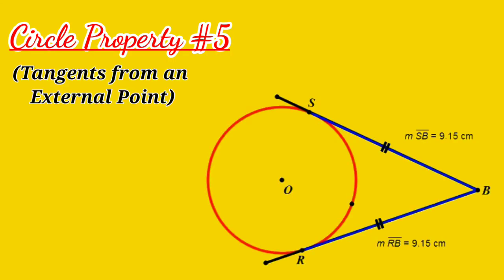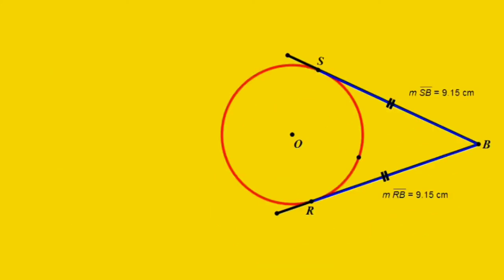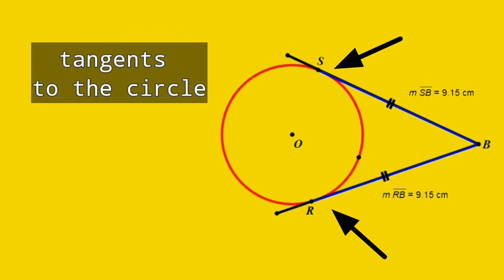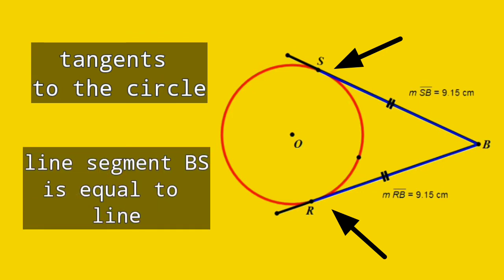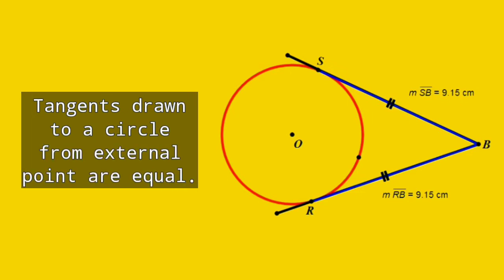Circle property number 5. Tangents drawn to a circle from the external point are equal. In this figure, straight lines BS and BR from point B touch the circle at points S and R respectively. We say that these lines are tangent to the circle. We measure segment BS and segment BR. We get equal length, which is 9.15 cm. Therefore, we can conclude that tangents drawn to a circle from external point are equal.